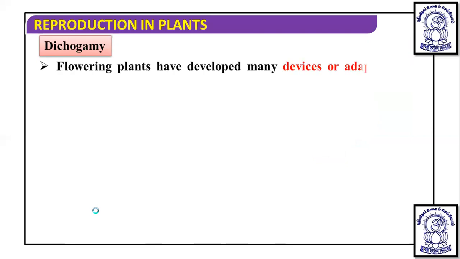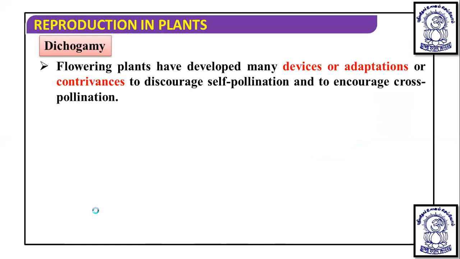Dichogamy is the particular adaptation in which stigma and anther mature at a different time. At a different time, yes or no? See, this is dichogamy. So flowering plants have developed many devices, adaptations or contrivances that discourage self-pollination and encourage cross-pollination.